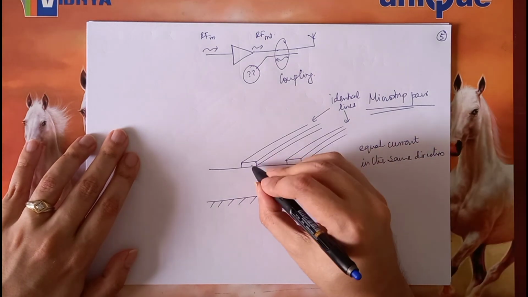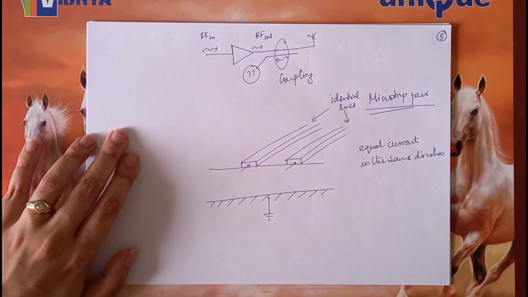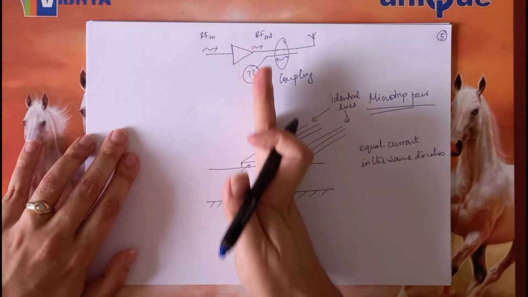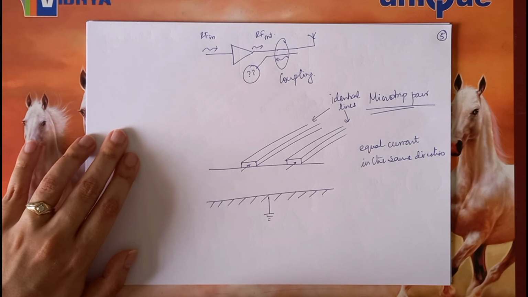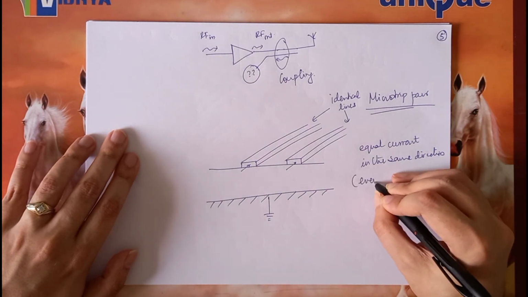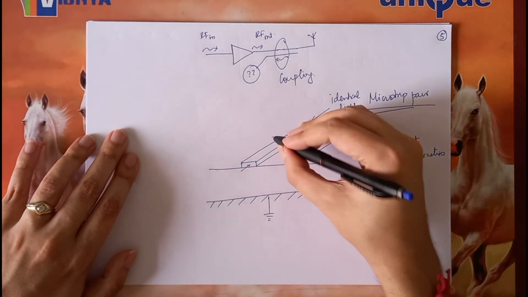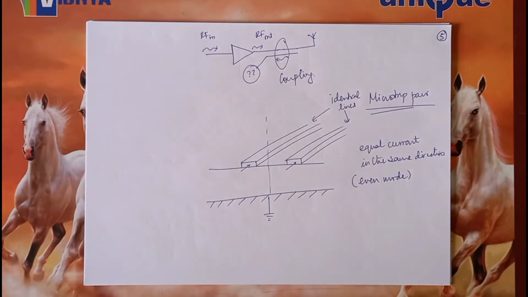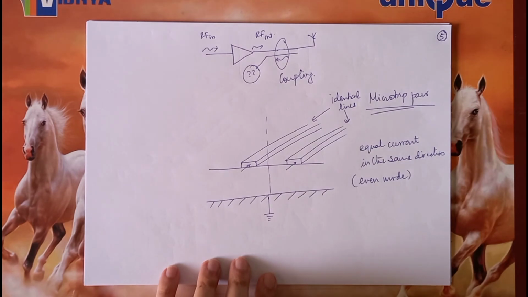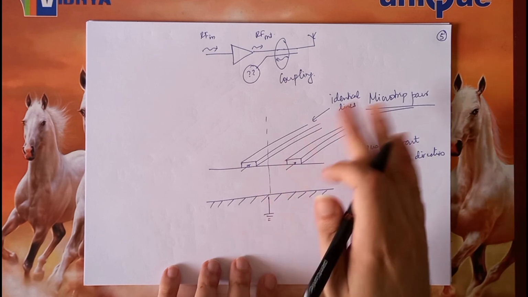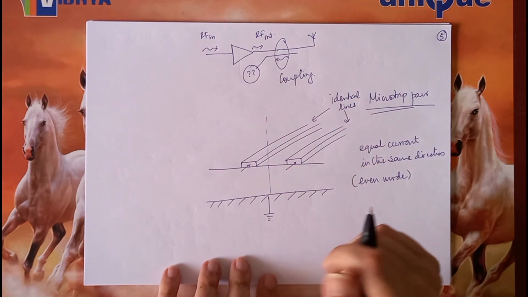So what we saw was, if there are two equal currents in these two conductors, in the middle somewhere there will be a virtual open, because this is the even mode. So along the midpoint somewhere there will be a virtual open circuit. It is almost like these two lines are independent of each other, and therefore can be analyzed separately.